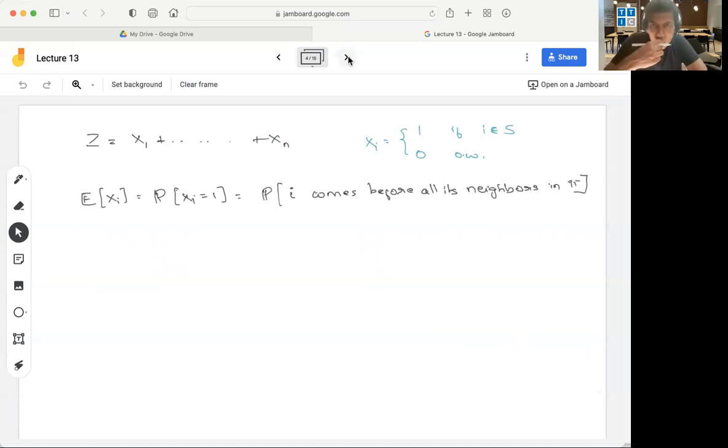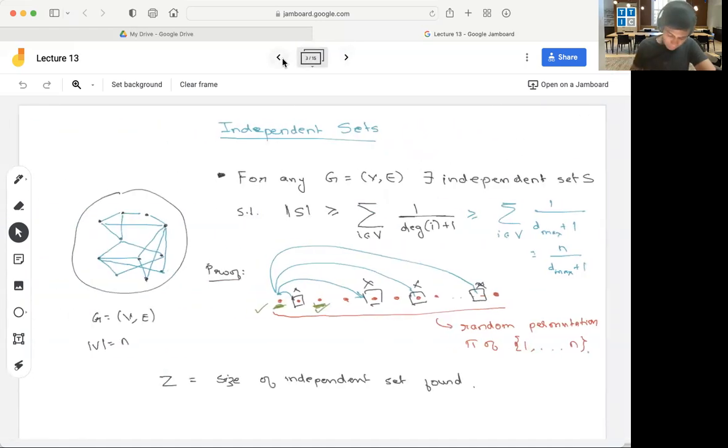Sorry, I'm a little bit confused. Can you re-explain the X1 to Xn again really quick? Yeah, absolutely. So X1 to Xn are random variables which take values 0 or 1. And Xi is 1 if we pick the vertex i to be in our independent set. And when do we pick things to be in our set?